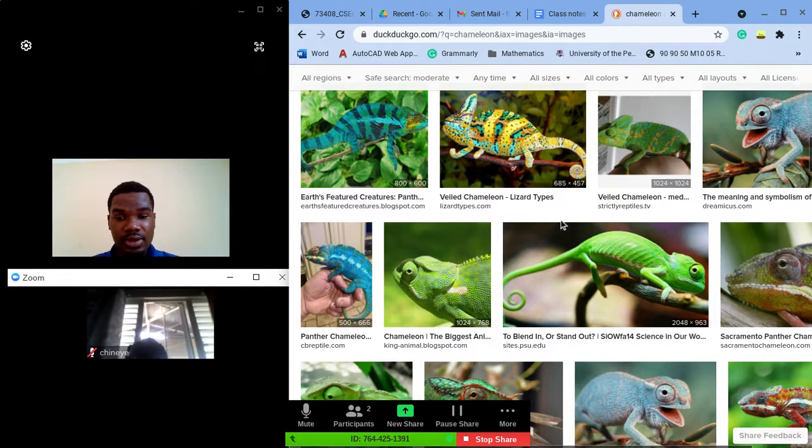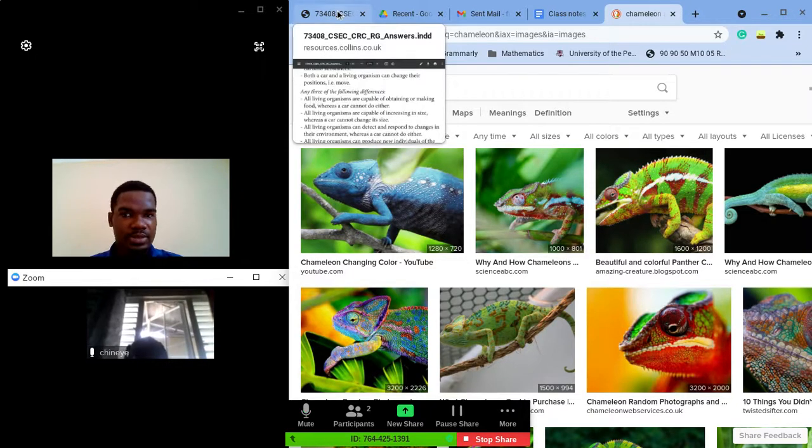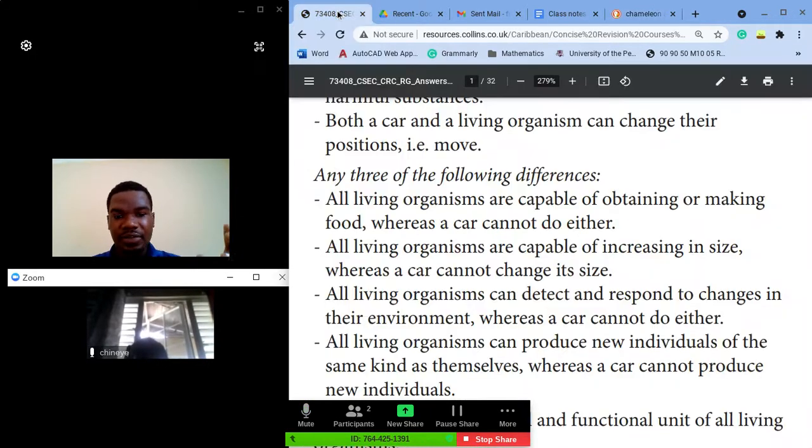The next one: if you have spray paint on your car, is it possible for it to just change if you go out in the sun? It's not possible, no. So that's a difference. Some living organisms, well, not all, but some, can change based on the environment. Because if you are cold, your body begins to produce more heat to warm you up. So that's another application of how we can change to our environment. Understand?